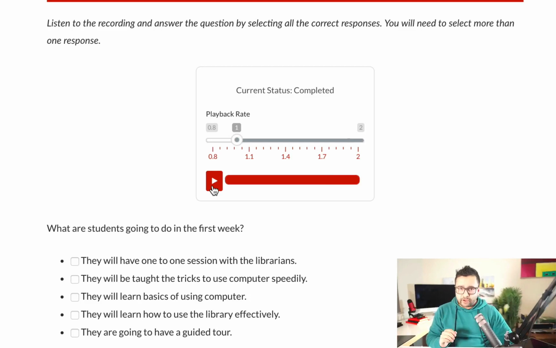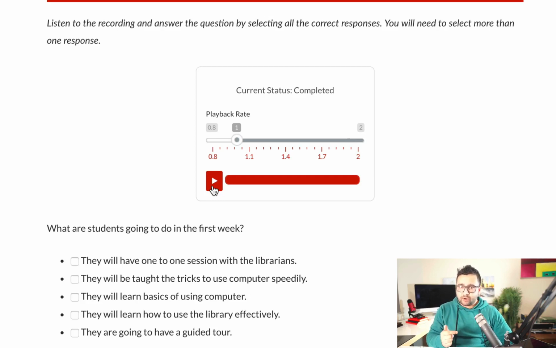If you listen to the recording carefully, you must have noticed that the speaker started talking about the first week activity only after the middle of the recording, which means before that he was talking about other activities but not the activities students were going to do in the first week. So that's what you need to keep in mind when you are thinking about the topic and the focus. So now we know what the students are expected to do in the first week.